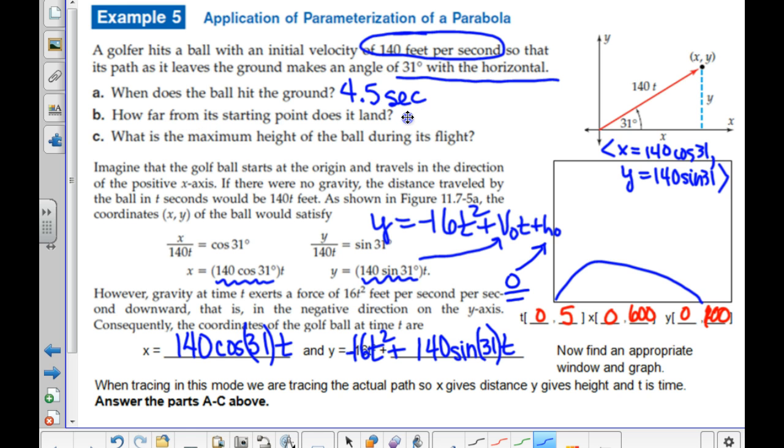How far from the starting point does it land? What was the X? 540. Around 540, was this feet? Okay. So what is the maximum height? We said it hit a max somewhere up here of Y value at... Okay. Now, those are estimates because our calculator in parametric mode doesn't let us calculate a 0 or a max. Okay?